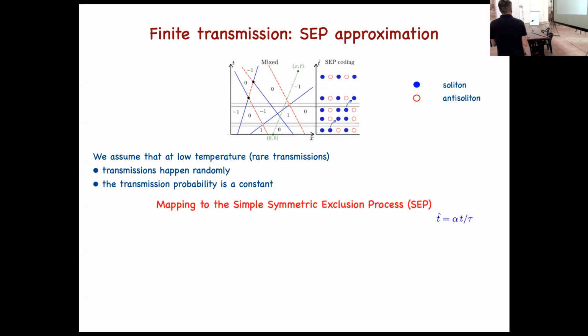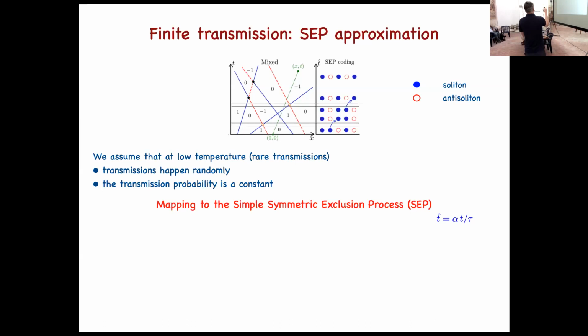And why is this good? Because then we can map the problem to a famous classical problem, the simple symmetric exclusion process. This describes hardcore particles that live on a lattice, and at a given rate, they try to jump to the left or to the right with equal probabilities, but no more than one particle can occupy a given site. This is the exclusion property. And in my mapping, solitons correspond to particles and anti-solitons correspond to vacancies. Then when there's a transmission, they swap places, which means that there is a jump in this SEP system.